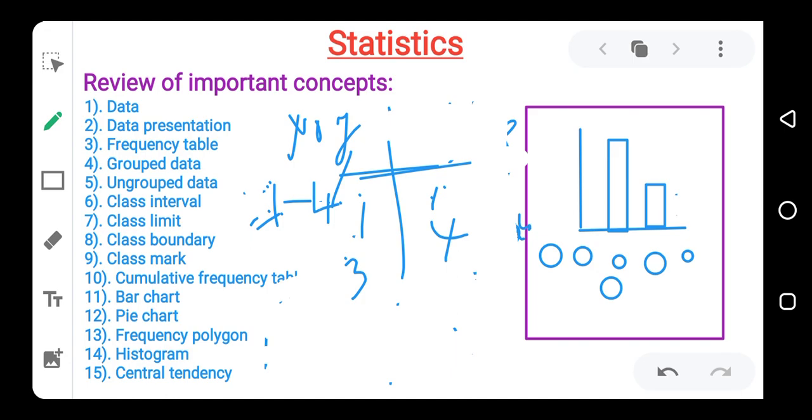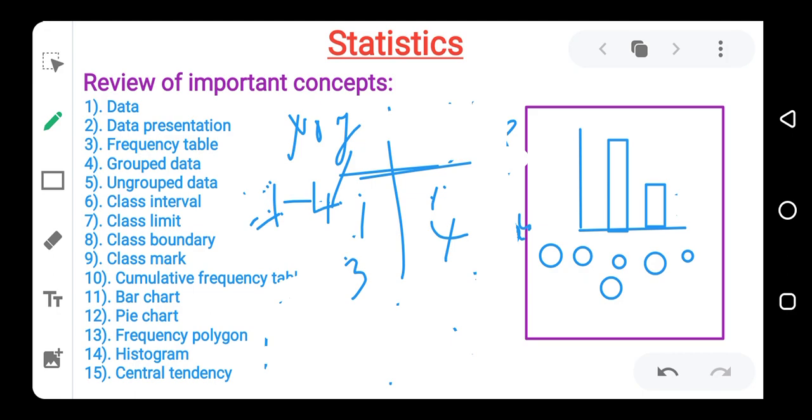Now, class boundary. The class boundary is talking about the smallest number that you approximate to get to the class, and the highest number that you approximate to leave the class. The lowest number that you approximate to get to the class interval, and the highest number you approximate to leave the class interval is what we call class boundary.